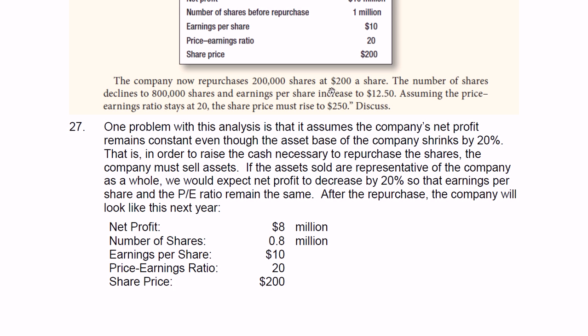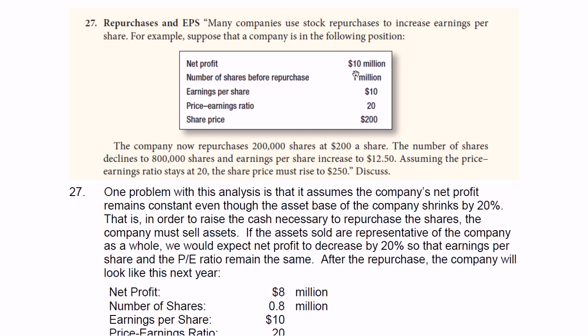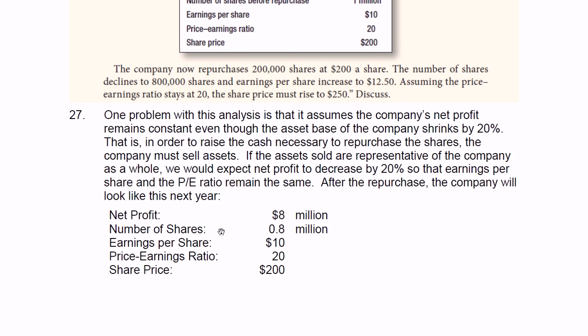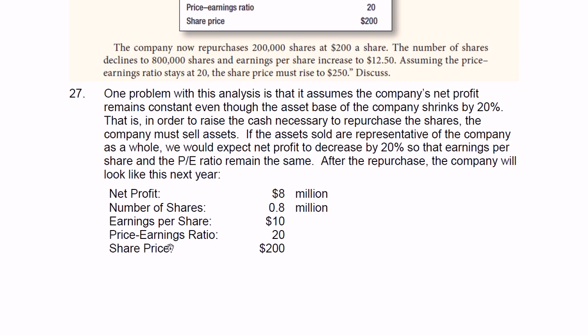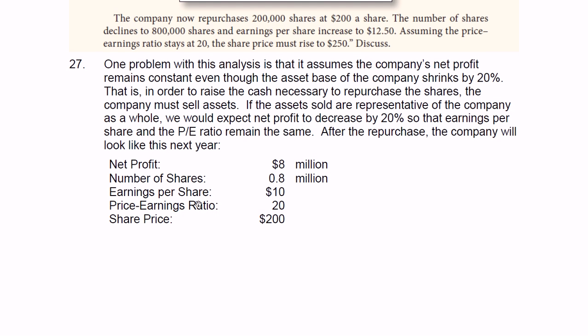If the assets sold are representative of the company as a whole, we would expect net profit to decrease by 20%, because we spend money to repurchase 20% of the outstanding shares. So the earnings per share and the P/E ratio will remain the same. After the repurchase, the table will be like the following. Net profit, 8 million, number of shares, 800,000 shares, and earnings per share, still $10, price earnings ratio 20, and the share price will be the same.